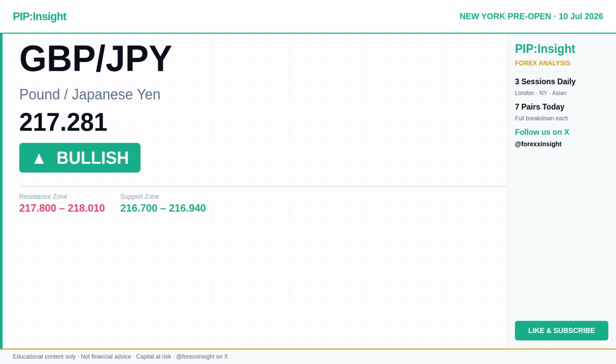Pound yen. The chart is showing bullish structure on this session. The 4-hour trend is to the upside. Resistance is marked between 217.8 and 218.01. Support is marked between 216.7 and 216.94. Here is the full chart breakdown.